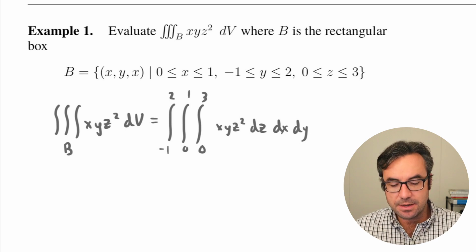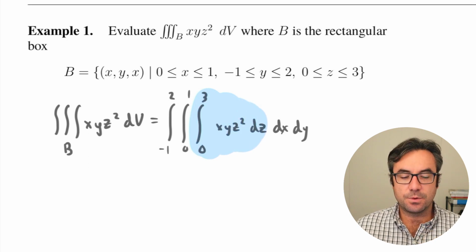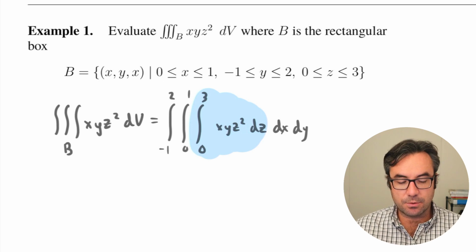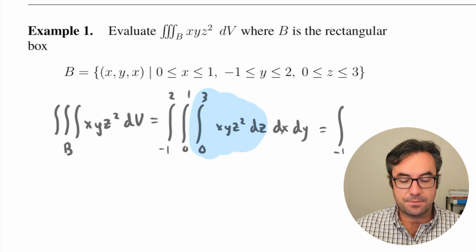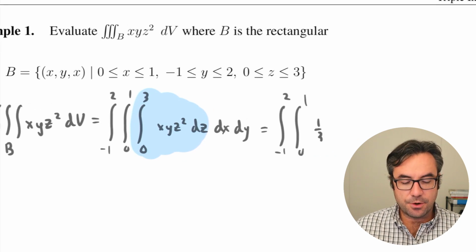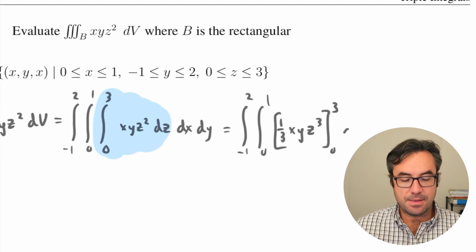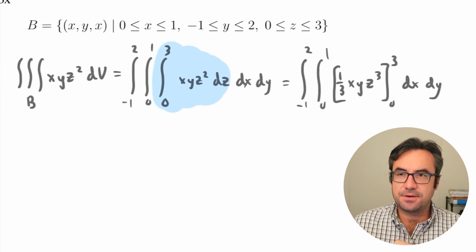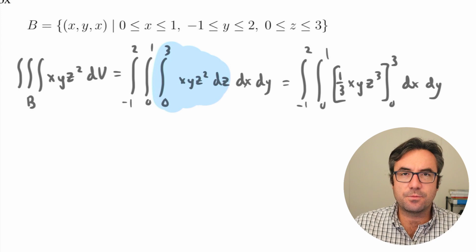So we start with the inner integral first. So I'm going to start with our z integral. So we want the antiderivative with respect to z. So the x and the y here are constants. So then the z squared, we just do our regular power rule, and we end up with, what do we get? 1/3 xyz cubed, and then we're going to evaluate this from 0 to 3. And then we have our dx dy at the end. All right, so that's our antiderivative with respect to z.